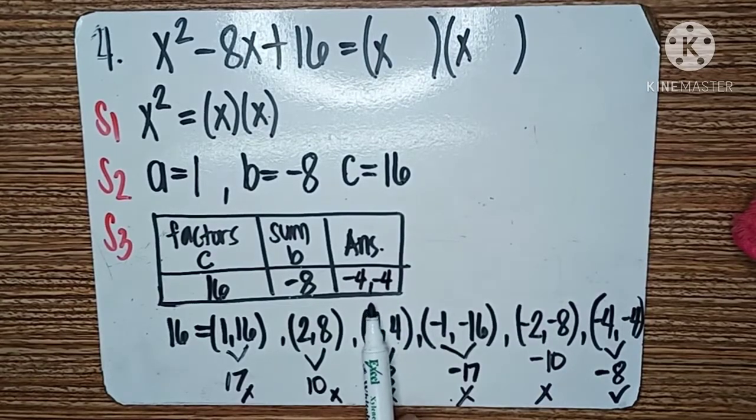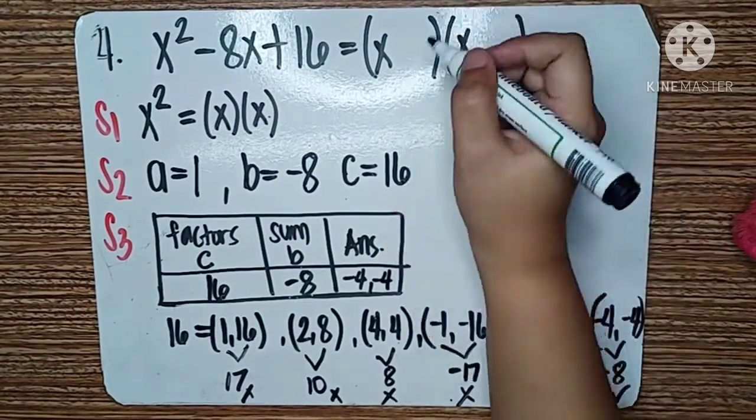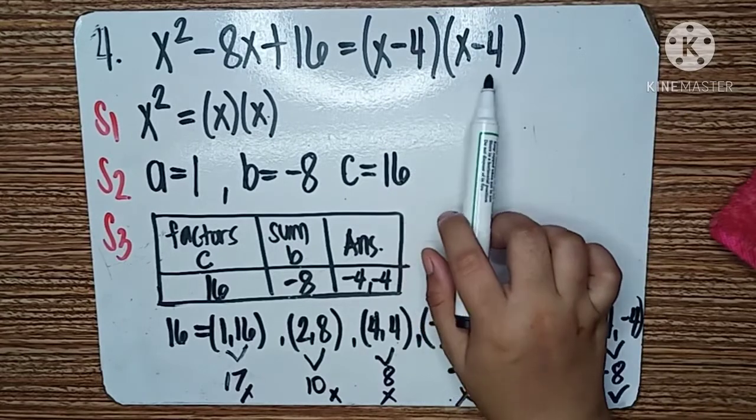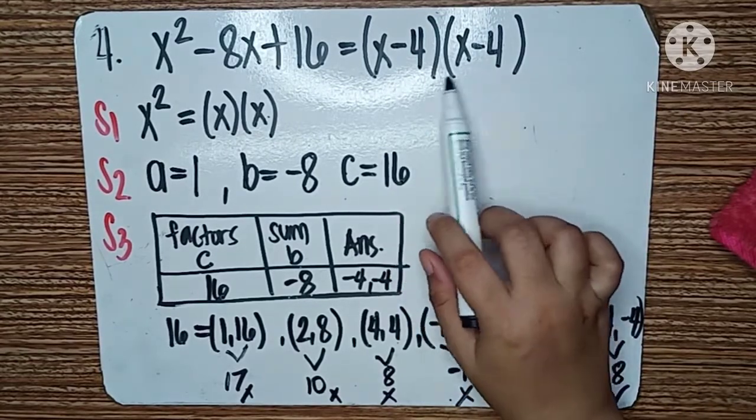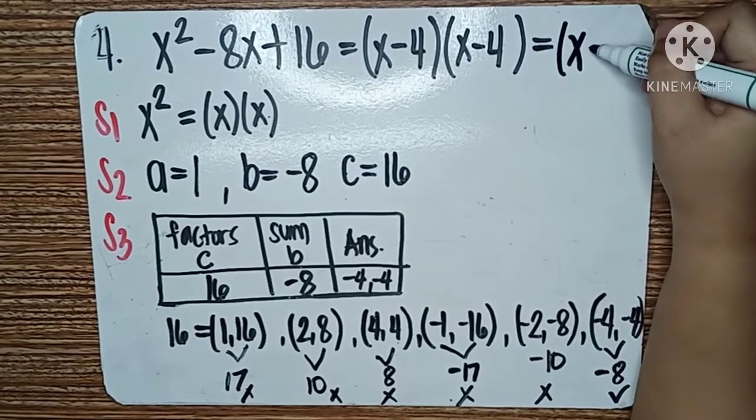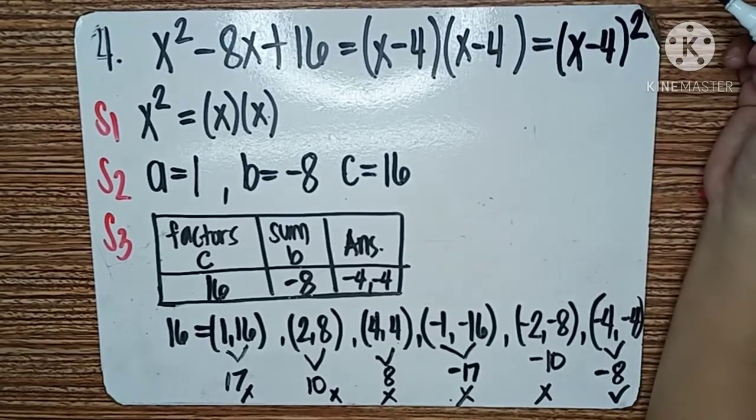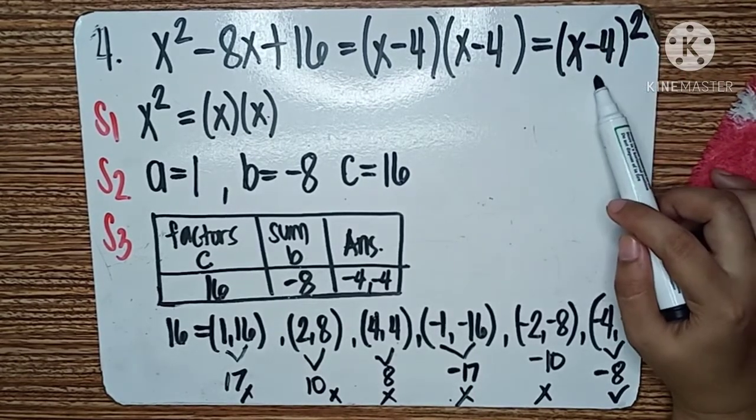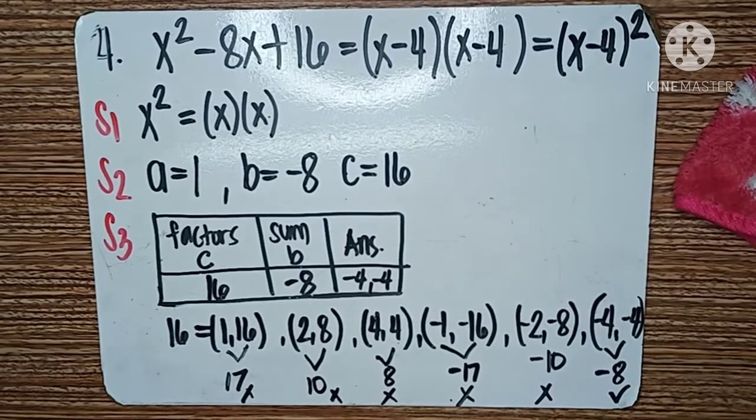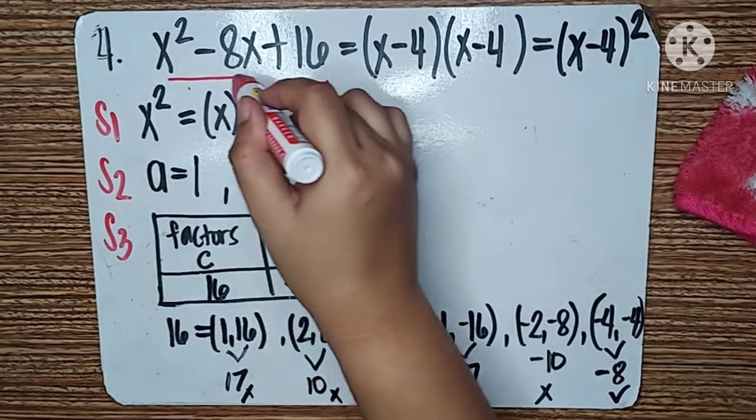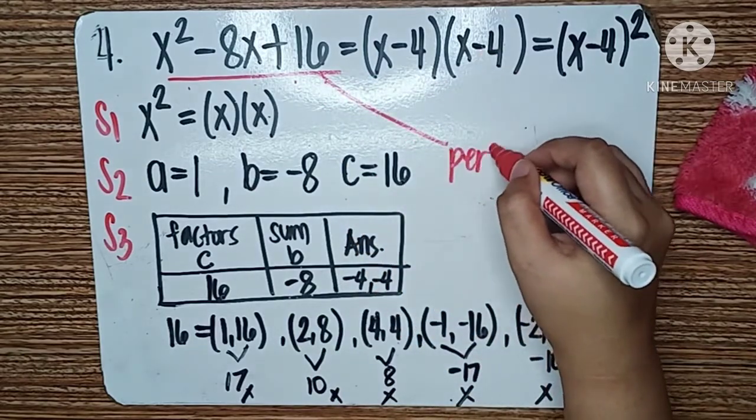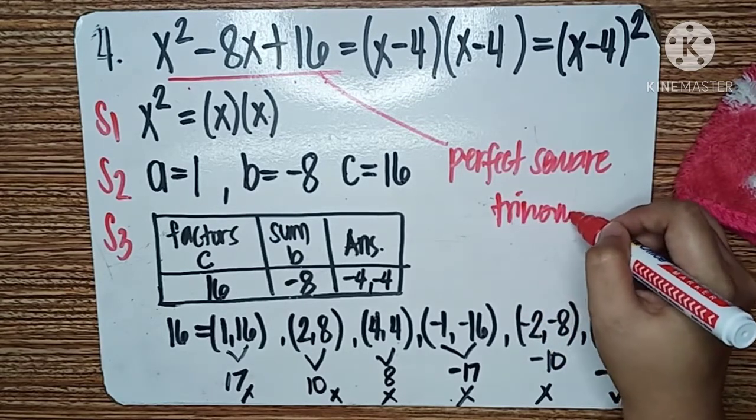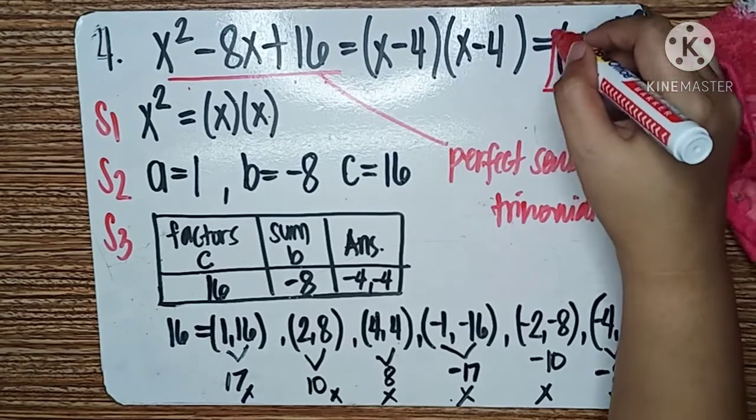Now, we'll add it to our binomial factors. This is now x minus 4 and x minus 4. Same ulit ang ating binomial factors. Therefore, we can rewrite it as the square of x minus 4. And our factor is a square of a binomial. Therefore, x squared minus 8x plus 12 is a perfect square trinomial. Ito ang ating final answer.